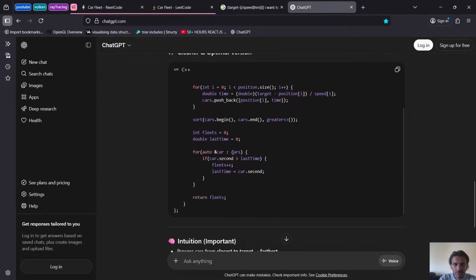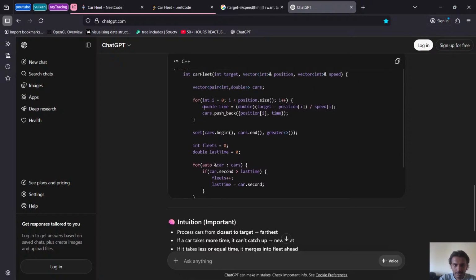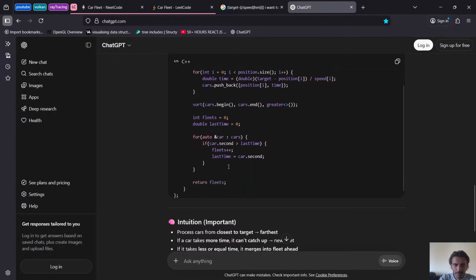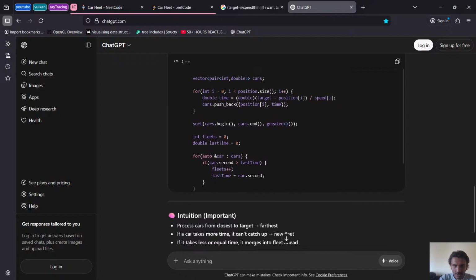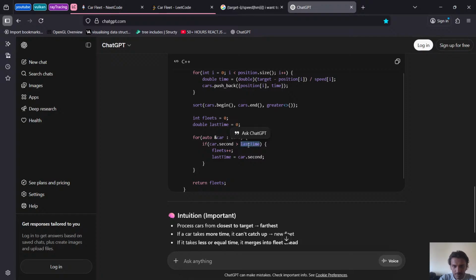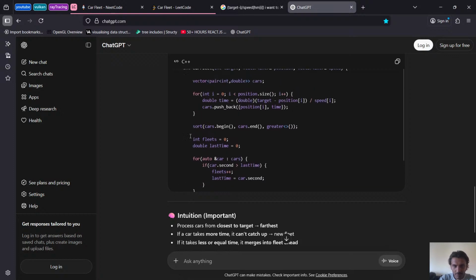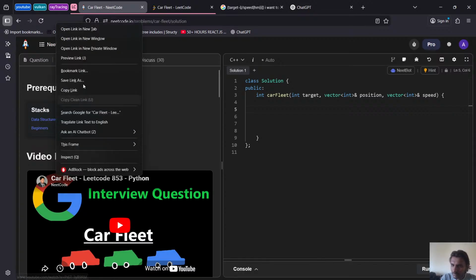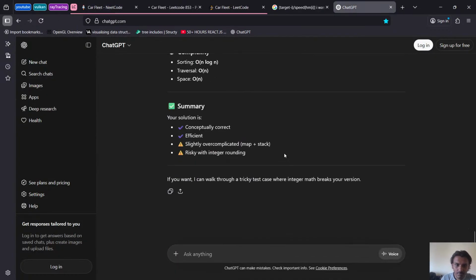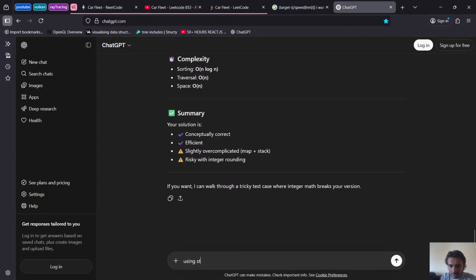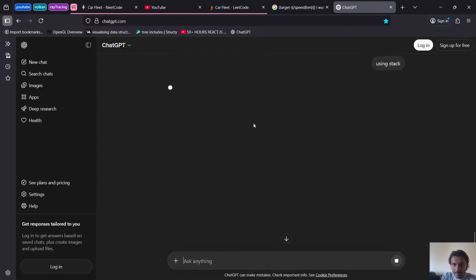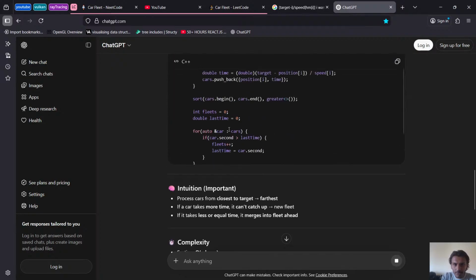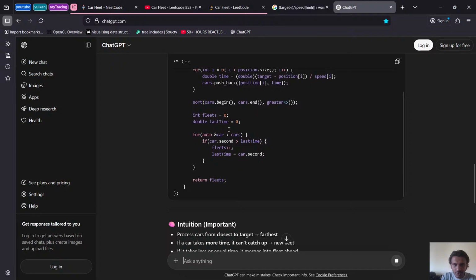So in this, we are not even using a stack. We do not even need a stack in this part. And in this, if we do like this, we do not even need a stack. If it is greater than last time, fleet plus plus, and last time is car.second. So let's go through the solution. Using stack, we can do this, but this solution is not even using a stack.